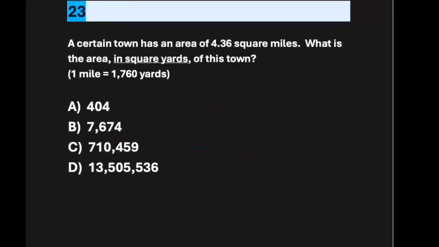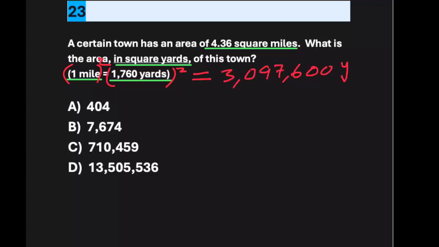Okay, question 23 is a conversion problem. So we're going to be converting from square miles to square yards. So it's converting from one unit to another. And they gave us that 1 mile is equal to 1,760 yards. So we're going to square this side and this side. When we square 1,760, we're going to get 3,097,600 yards squared. So we have yards squared there.